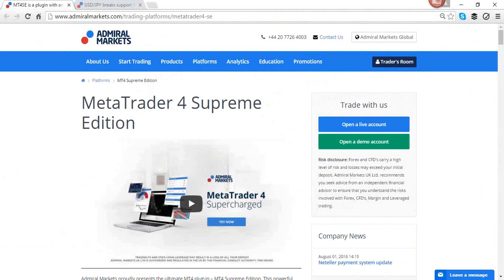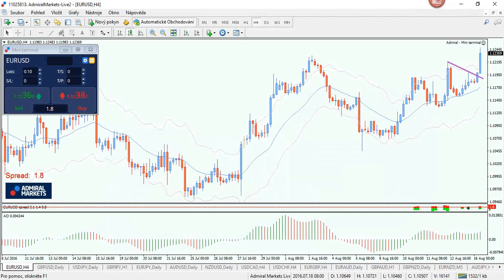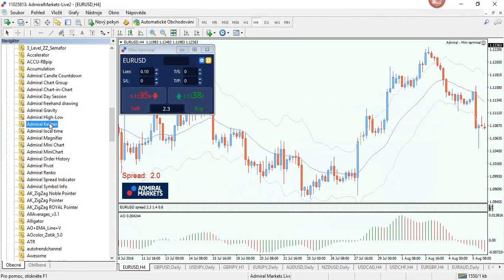And once you have the Supreme Edition installed, you just want to open this yellow folder. You want to go down to the A. You want to click on Admiral Keltner. You want to basically move it onto the chart like that, by left clicking on it, holding it, and letting go in the chart, and it will arrive. It will ask you for the settings, and then it will be on the chart. So that's pretty simple.